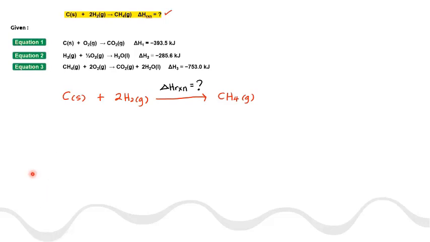Alright. If you refer to thermochemical equation number 1, we have 1 mole of carbon solid appearing as a reactant. In the target equation, 1 mole of carbon solid also appears as a reactant. So now, let's link this equation together. 1 mole of carbon solid reacts with 1 mole of oxygen gas, produces 1 mole of carbon dioxide gas. The enthalpy change for this reaction is delta H1, which equals negative 393.5 kilojoules. Settled with thermochemical equation 1.